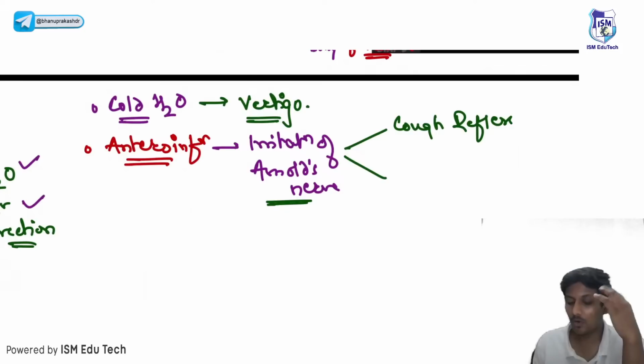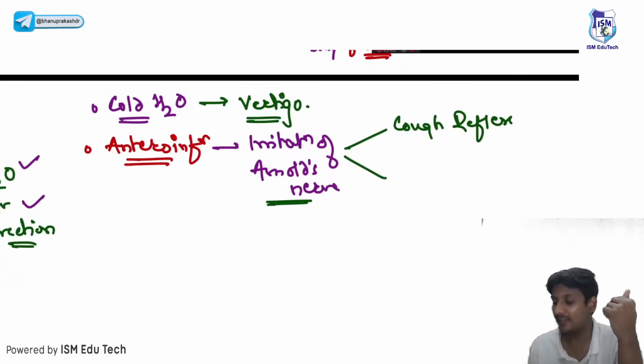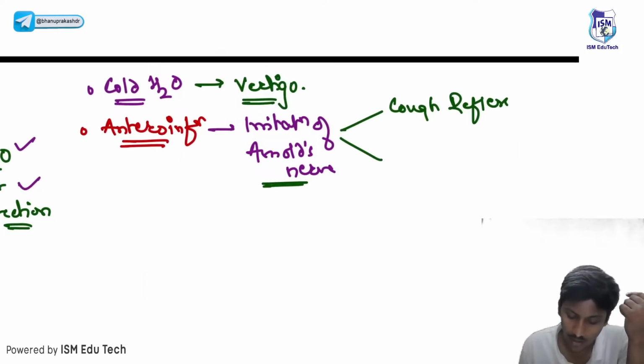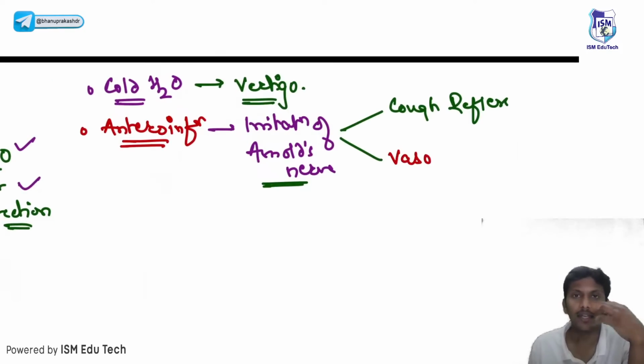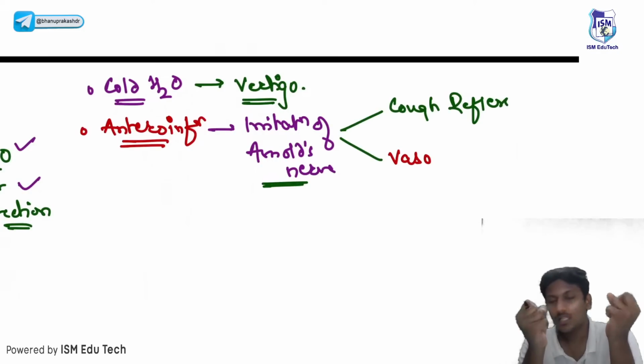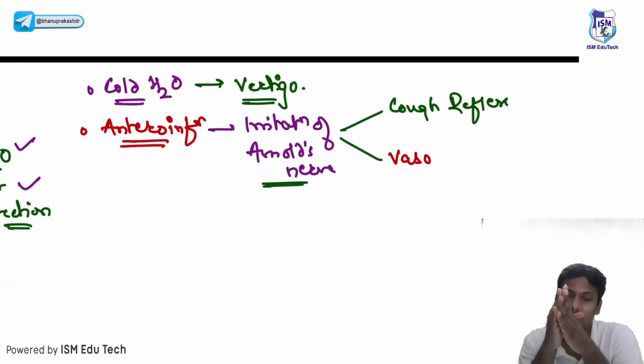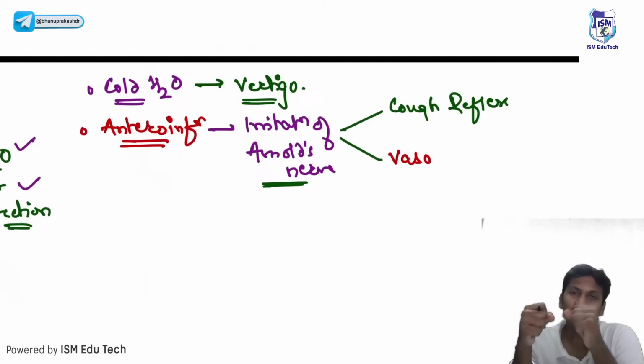So you need to remember, the direction was anterior-inferior, and there was irritation of the Arnold's nerve. Or, as we know, the vagus nerve also gives parasympathetic nerve supply to the blood vessels. Therefore, what will happen? There will be sudden vasodilation. The blood pressure will suddenly drop as soon as the vagus nerve gets irritated.